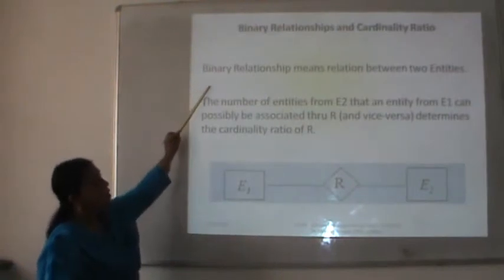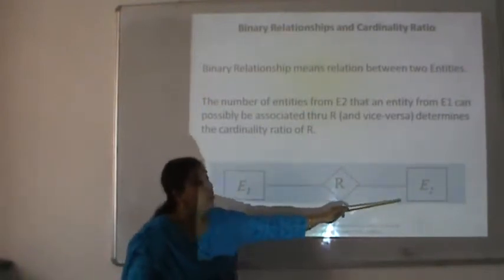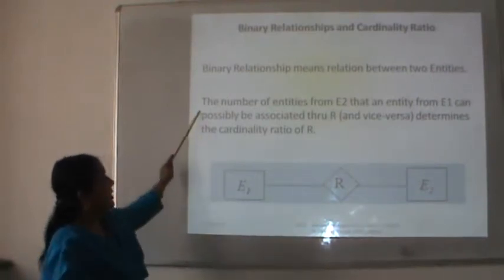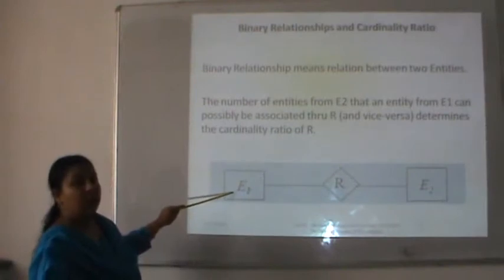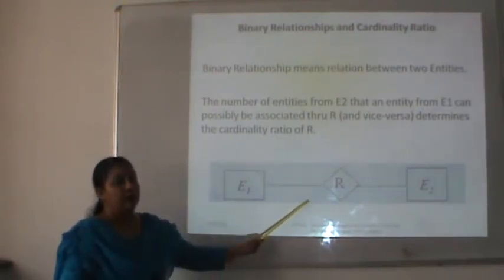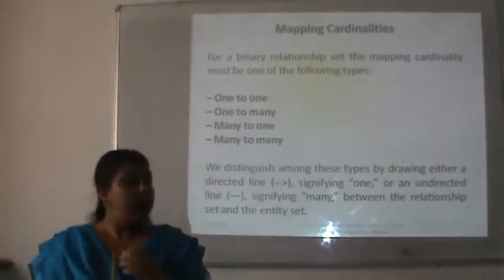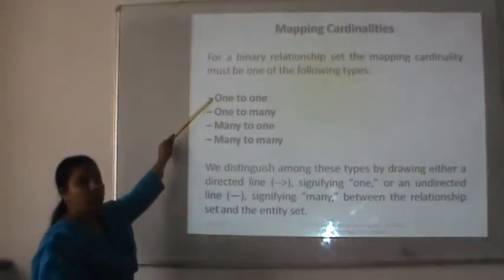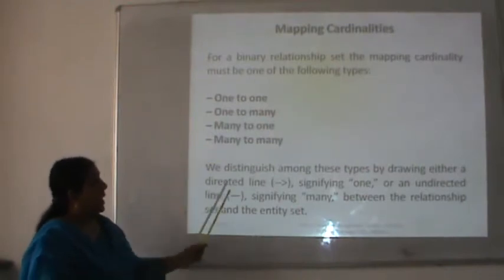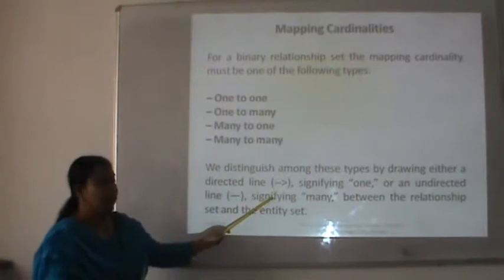Let's understand. Binary relationship means the relationship existing between two entities. So, let E1 and E2 be any two entities. So, this is the way we can represent it using a diagram. So, the number of entities from E2 that an entity from E1 can possibly be associated with through the relation R, and vice versa, determines the cardinality ratio of R. Now, let's see what this cardinality ratio is. Mapping cardinalities. For a binary relationship, the mapping cardinalities can be 1 to 1, 1 to many, many to 1, and many to many. Here we'll see that dashed line signifies one and an undirected line signifies many.